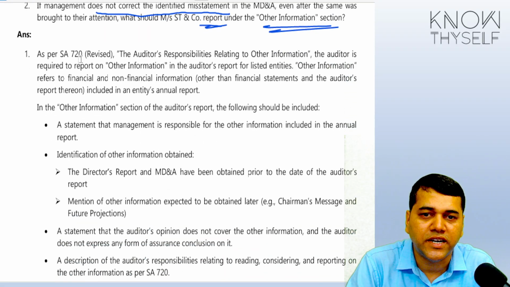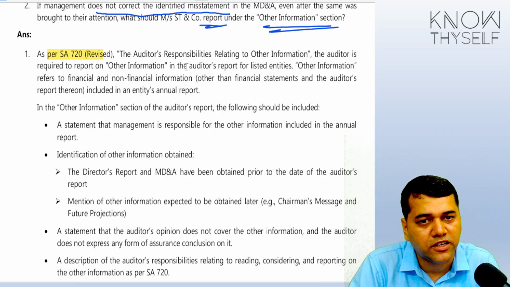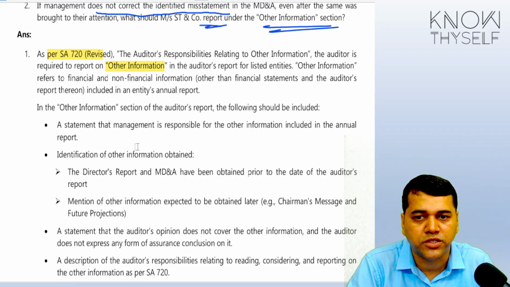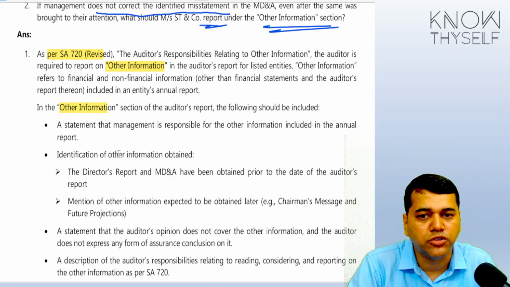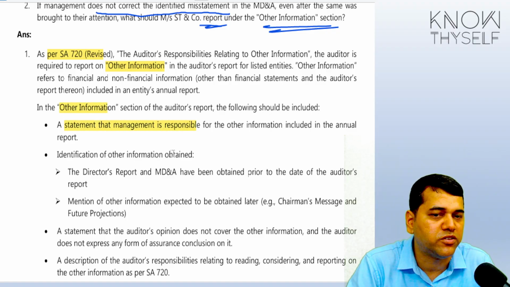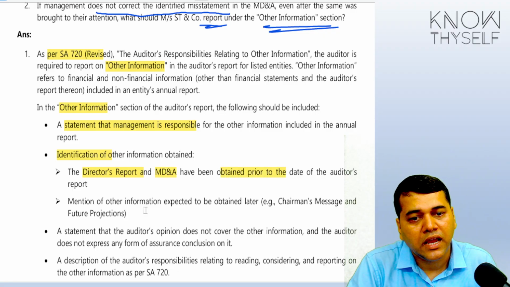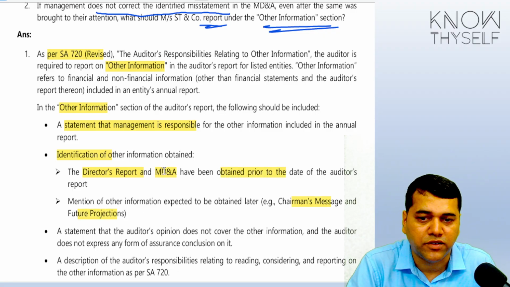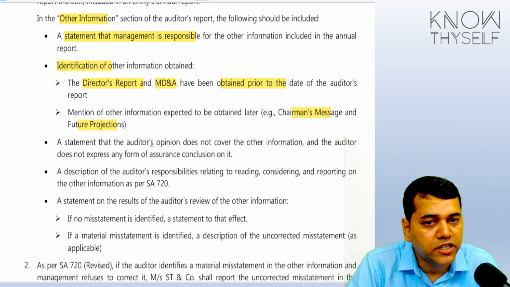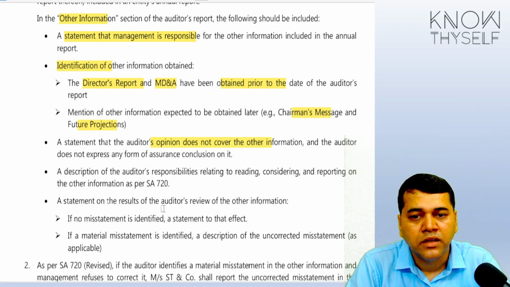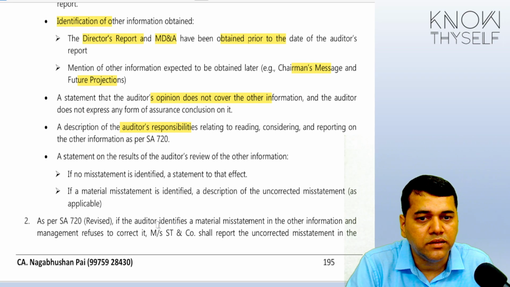As per SA 720, the auditor's other responsibilities are discussed in other information. The other information section should include a statement that management is responsible, identification of the information like director's report and so on received prior, and chairman's message and all received after. A statement that the auditor does not express any opinion, a description of the auditor's responsibility, and the result of review: no misstatement identified, or if a misstatement is identified, so as applicable.